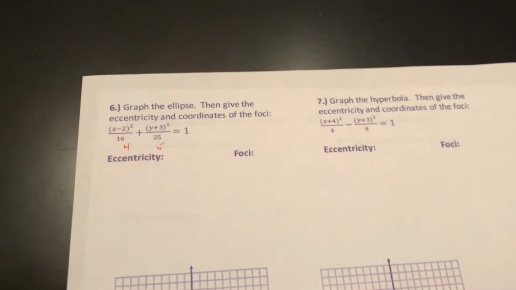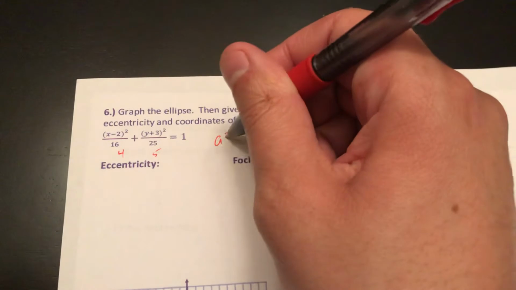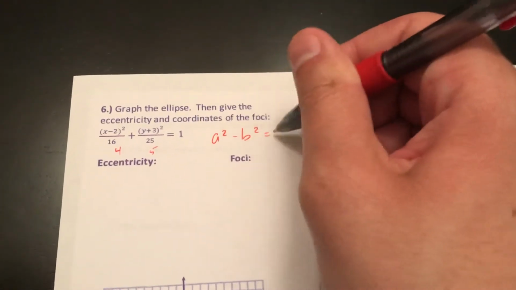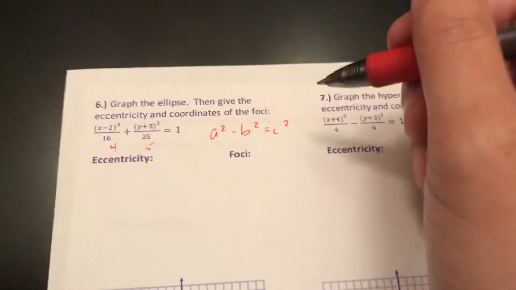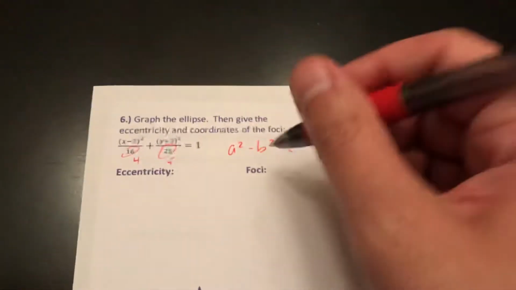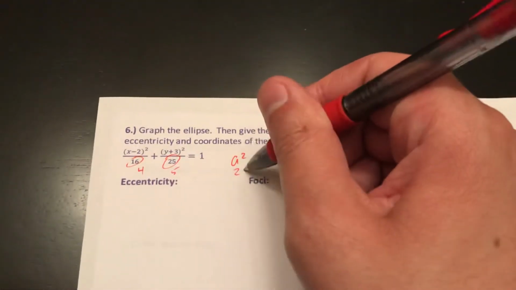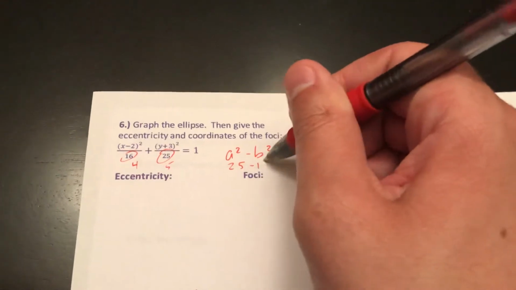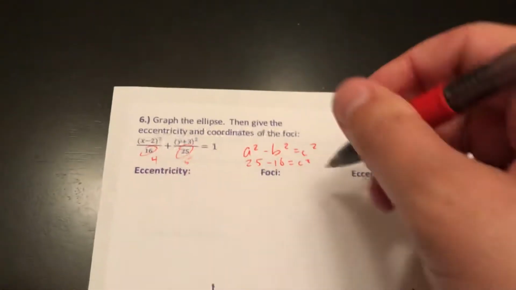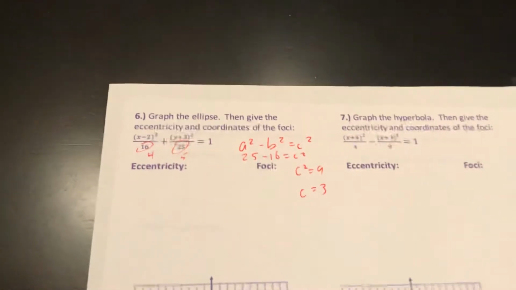The foci. Remember that for the ellipse, you have that almost Pythagorean theorem, but not quite. It's a squared minus b squared is equal to c squared. You can flip the sign on there. And in this particular case, a squared is my bigger value, b squared is my smaller value. So that's going to be 25 minus 16 is equal to c squared. That's going to mean that c squared is equal to 9, and so c is going to be 3.